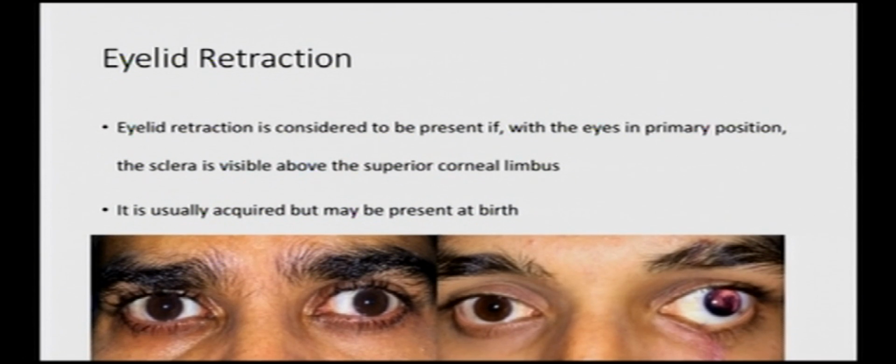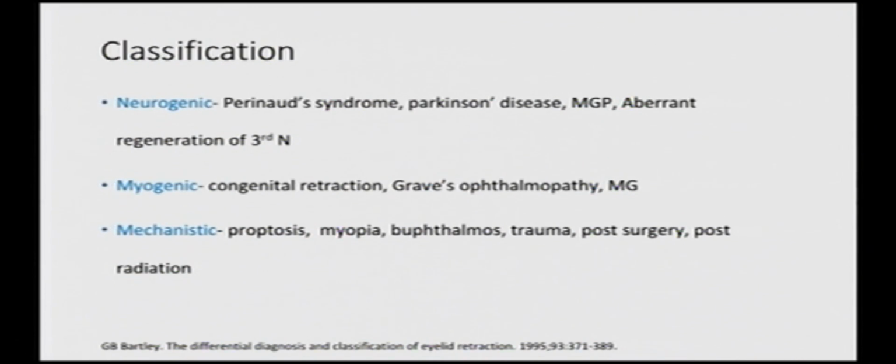Then we have eyelid retraction. It is considered to be present if the patient, looking in primary position, has the superior limbus visible. Generally it is acquired, but it can present at birth also. It is divided into 3 types based on the etiology: neurogenic, myogenic, and mechanical. The treatment is generally levator recession, spacer graft, or gold weight. And as Dr. Peter explained about the sling, that spring can also be used.